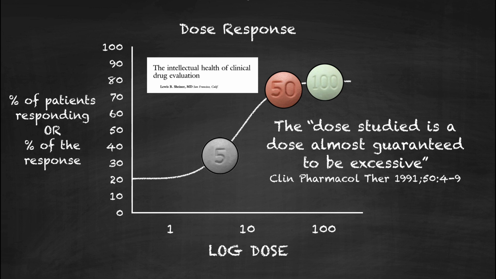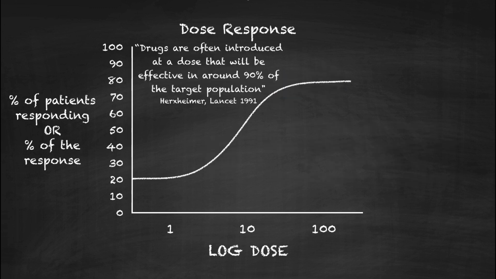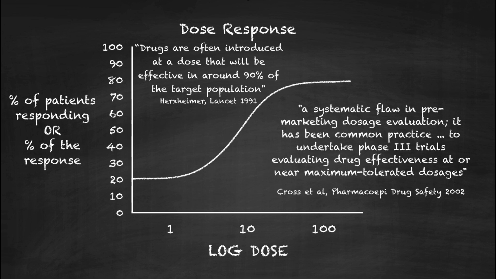It's not the drug company's fault. It's actually not the regulatory body's fault. It's the sort of systematic flaw that we have in our drug approval system. And a number of other people have also talked about this. Drugs are often introduced at a dose that will be effective in around 90% of the target population. And as was reported in 2002, there is a systematic flaw in pre-marketing dosage evaluation.